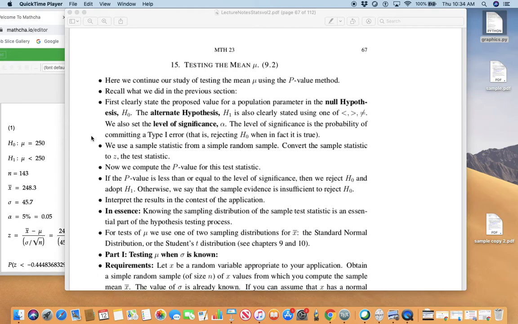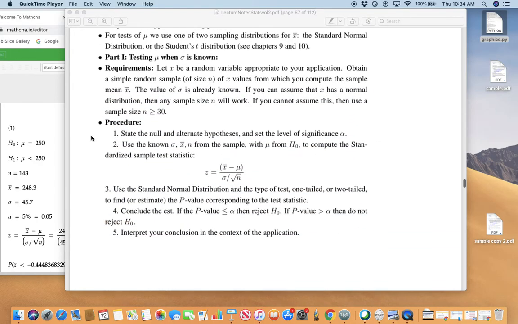Welcome back. Now we are going to work on problems from section 9.2. A quick summary. Testing mu when sigma is known. This is the sample test statistic. You need x bar minus mu over sigma over square root n. This is because sigma is known.